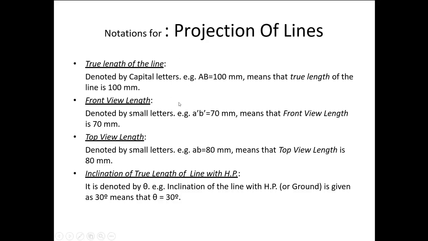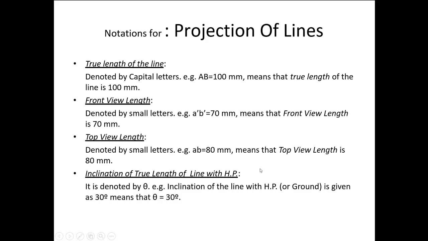Now when we draw the front view of this true length line, its length is denoted by small letters with dashes, that is A dash B dash. So the front view of the respective line is denoted by A dash B dash. So the front view will be 70 mm. This means that the front view length is 70 mm. Now the top view length is denoted by small letters without any apostrophes in it. Okay, that is simply small letters ab. So 80 mm. This means that the top view length is 80 mm.